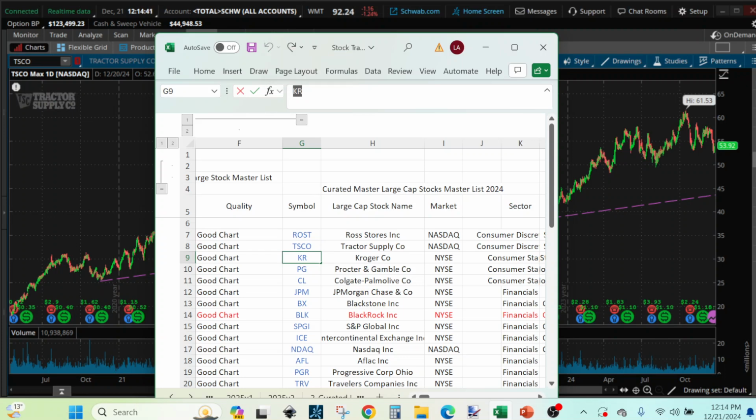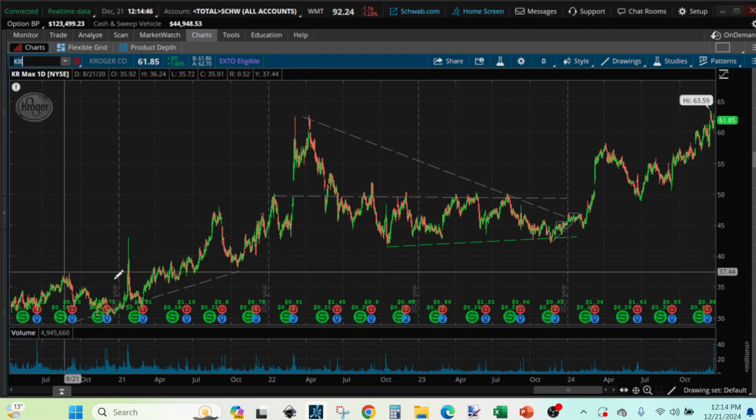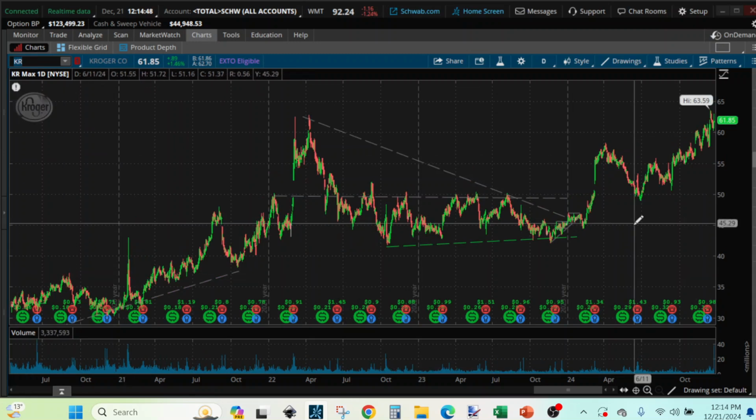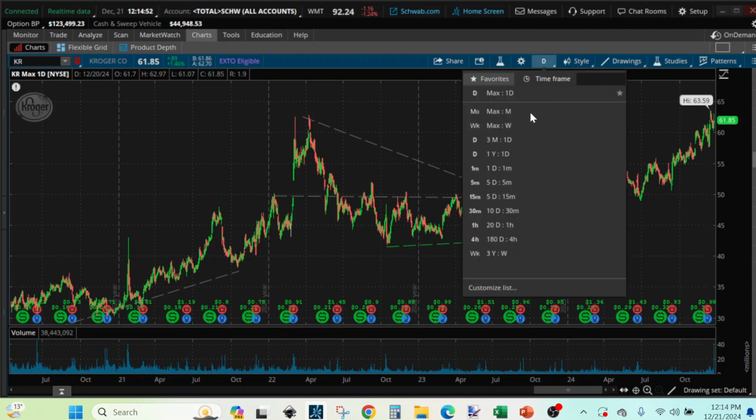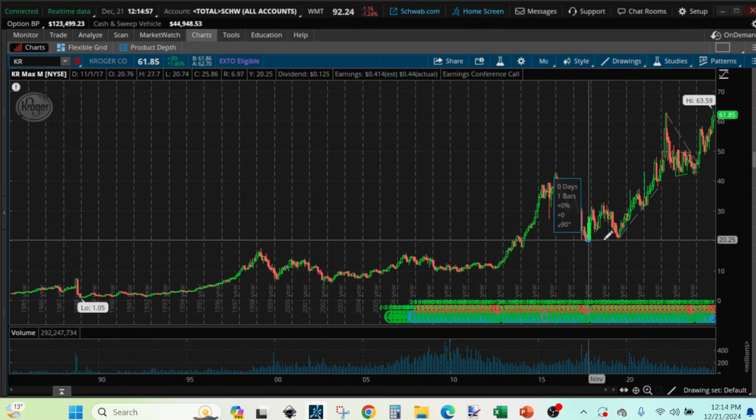There is a stock that I need to get out of here. If I come across it, I'll take it out. Maximum monthly chart. Let's see what we can trace here. This is not going to go far.